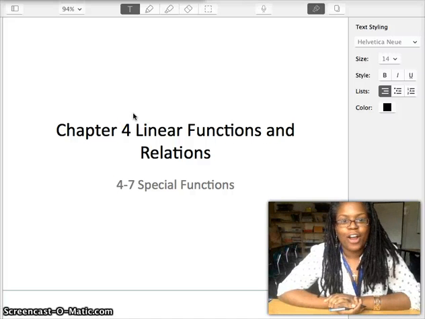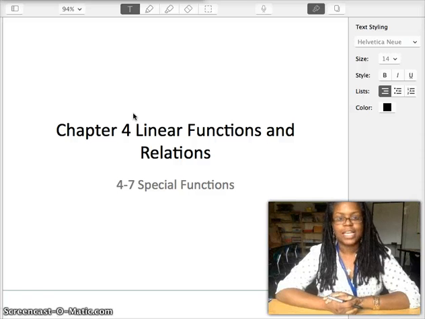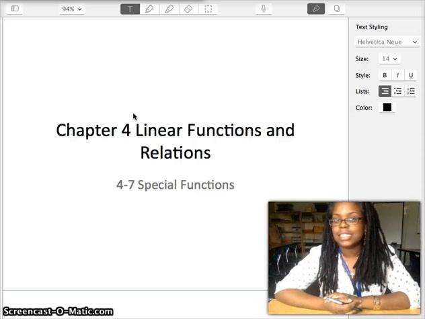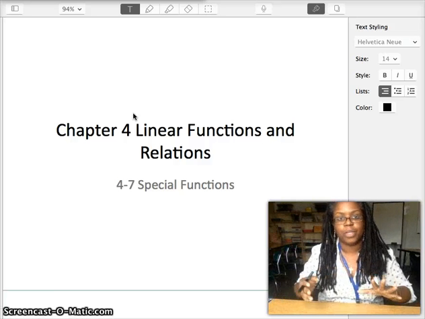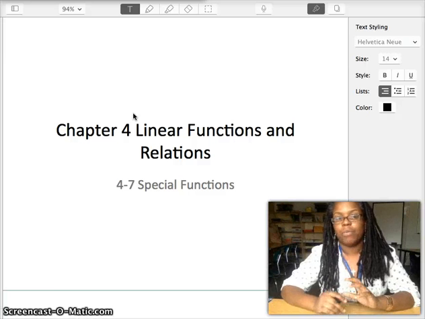Hey friends, we are in chapter 4. We're finishing chapter 4. We're actually in section 4.7, and we're going to talk about some pretty special functions. My guess is this might be 2 sections, so don't be alarmed. I also broke down the vocabulary a little bit differently, so I want you to stay tuned.